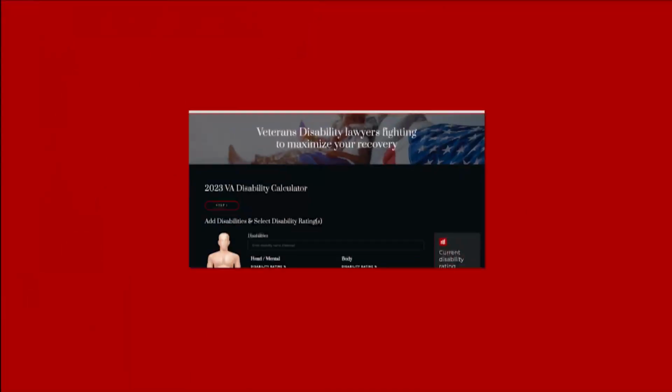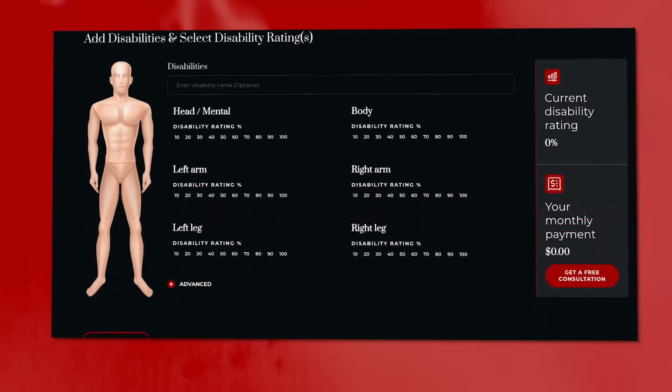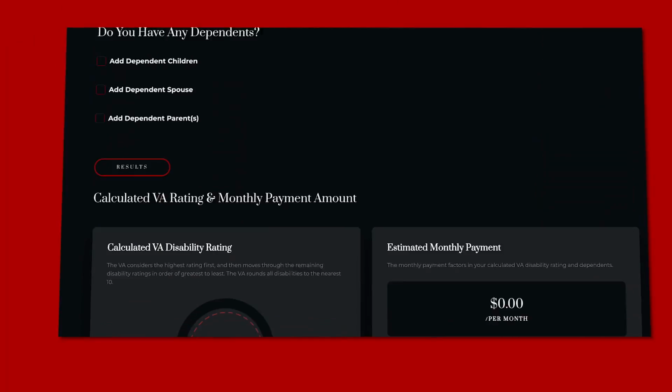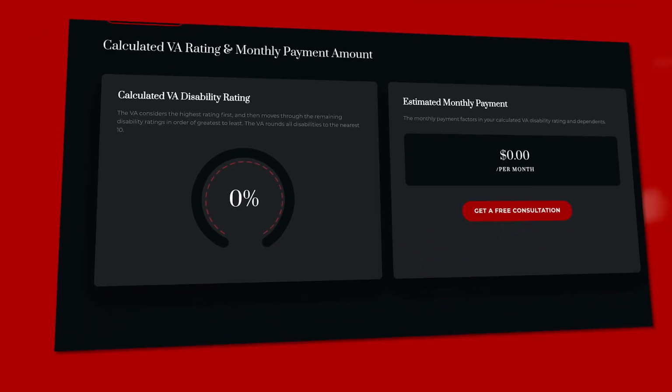So as you can see, it's very important to calculate your exact disability percentage so that way you know how to get to the next highest rating. We encourage you to use our free VA disability benefits calculator. In our view, it's the most accurate and easiest to use out there today.